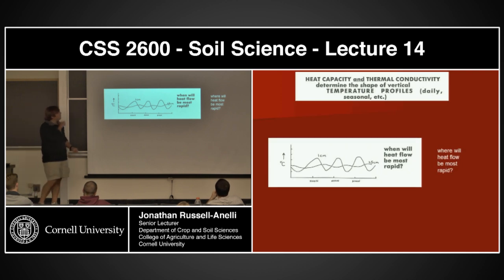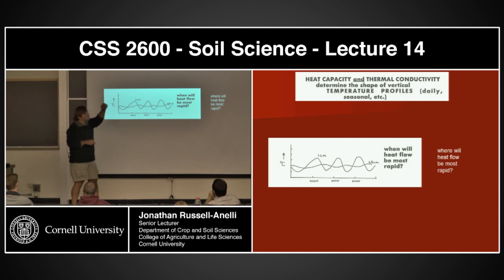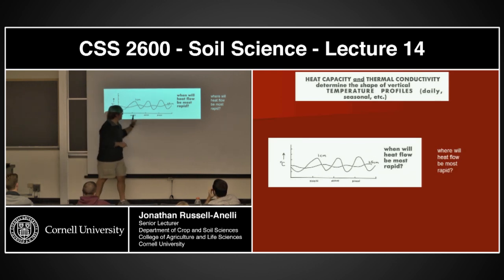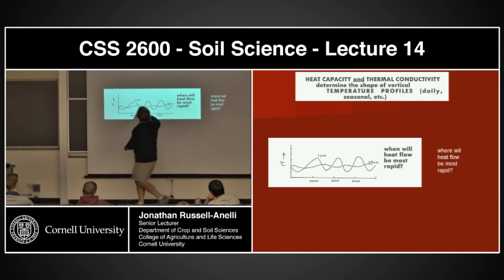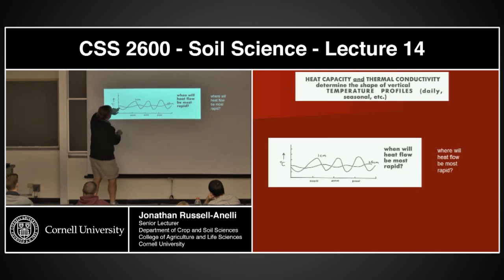Okay, so let's put these two together. We have thermal conductivity and heat capacity. Basically the combination of the two of them determines the shape of the temperature curves, or the thermal temperature profiles, through a soil. So here's temperature, and this is time, noon, noon, noon. This line right here represents 25 centimeters down. This line right here represents 1 centimeter.